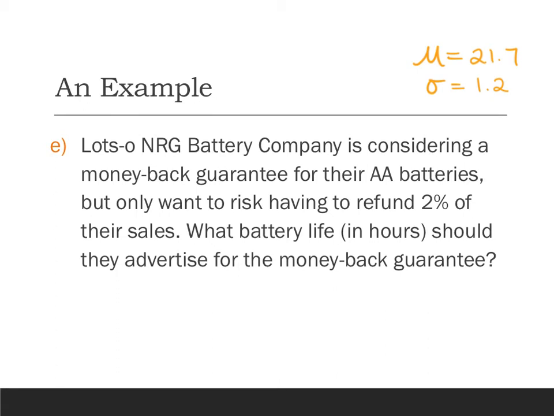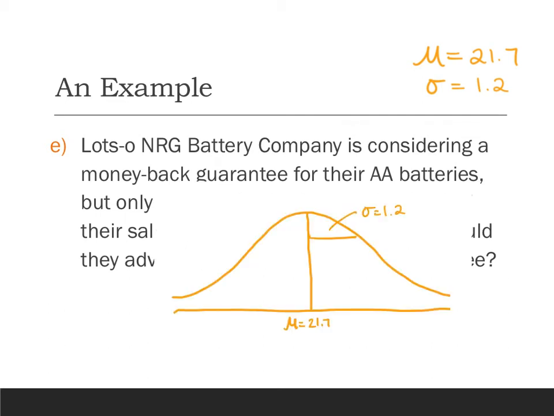So first of all, we kind of need to figure out what does this even mean, right? What does it mean if they're going to have to refund 2% of their sales? Where is that on our graph? Well, let's see if we can put our graph back up here.